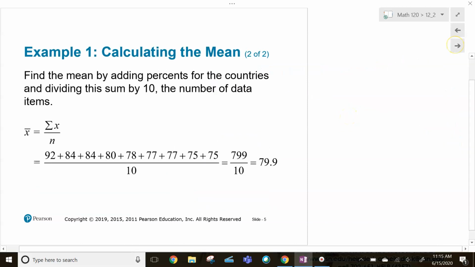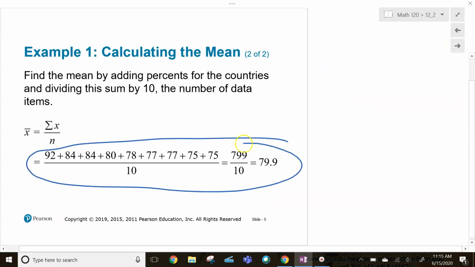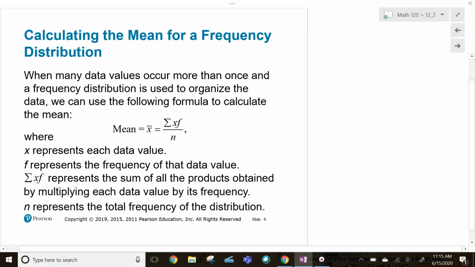So you add up all those. Here it is, a little cleaner. You get 799. Divide that by 10. So 79.9% is the mean for that set of data. The mean. Okay, so add up all the numbers, divide by how many numbers you have.